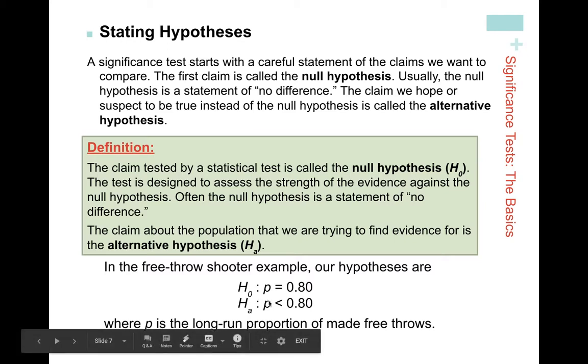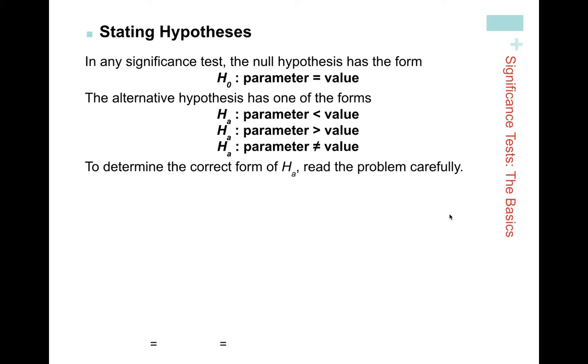HA is always going to be a statement that your parameter is an inequality, either less than, greater than, or not equal to some other value. These two values do not have to be identical, by the way. They can be different. So P is equal to 0.8, P is less than 0.8, where P is the long run proportion of made free throws. Again, there are 3 different alternative hypotheses we can have.